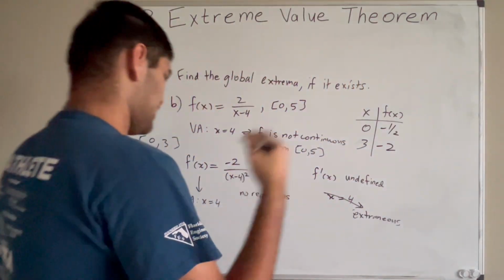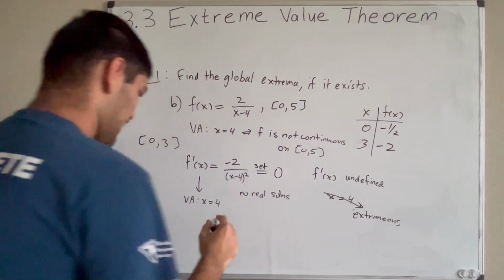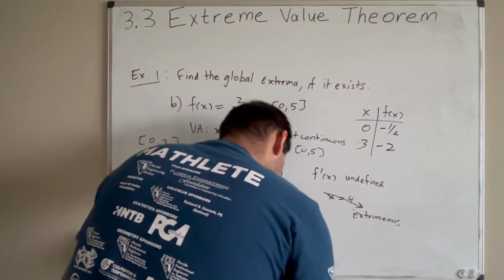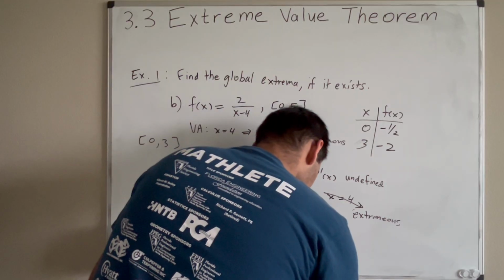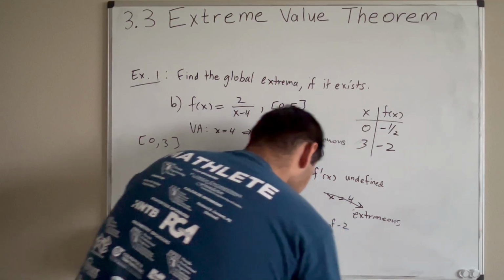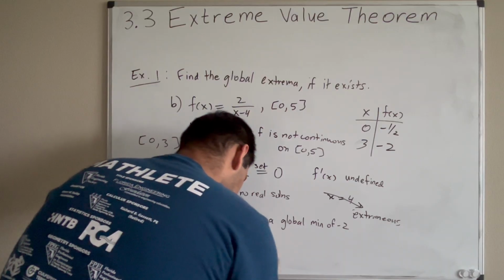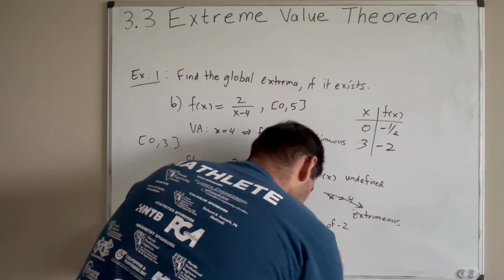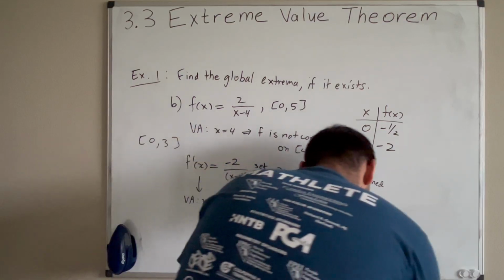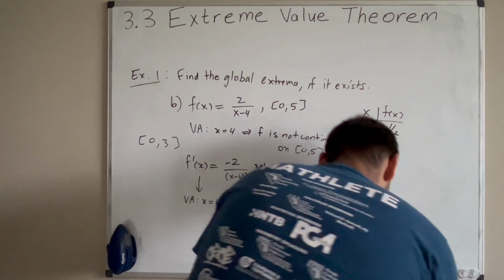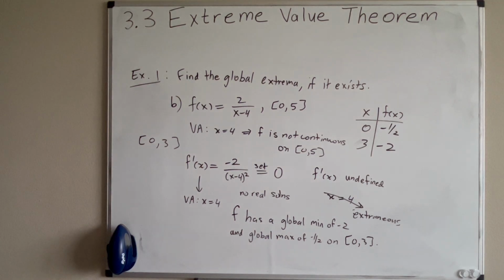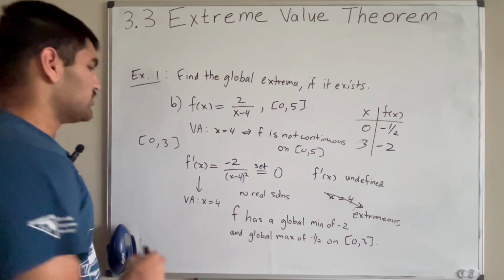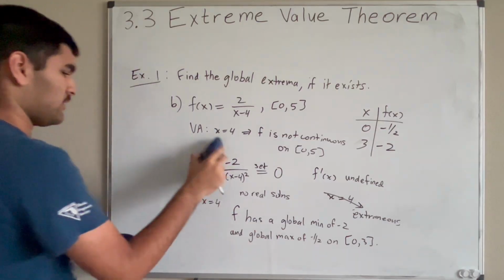All right, so then from here, it's clear that f has a global min of negative 2 and a global max of negative 1/2 on the interval 0 to 3. All right, good. All right, let's do one more problem like this.